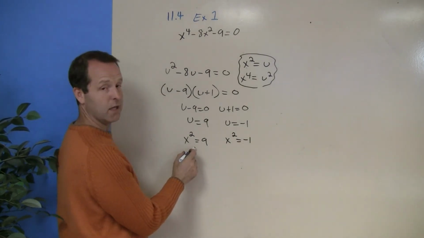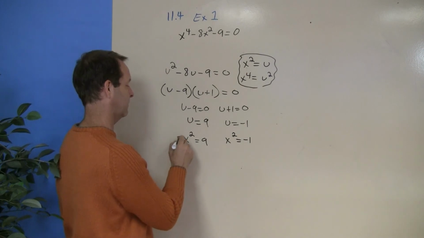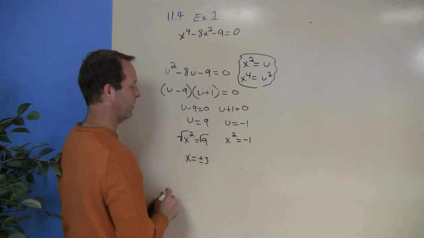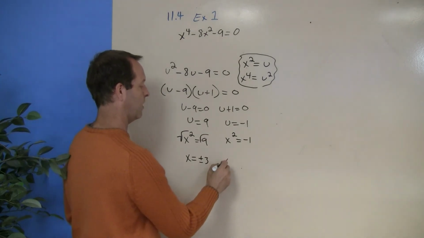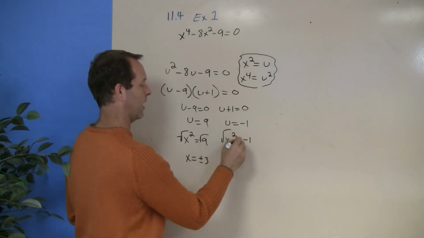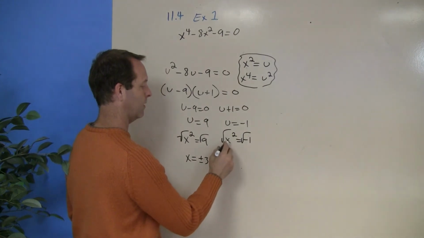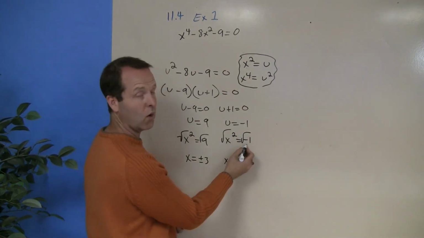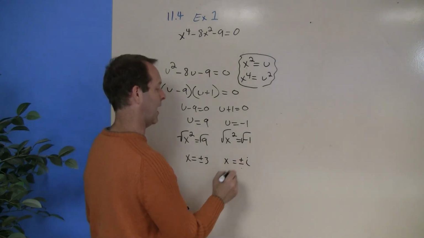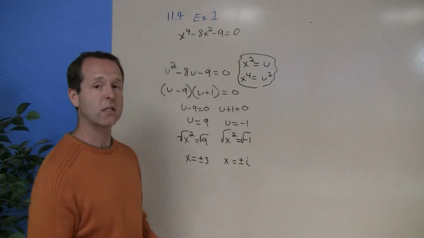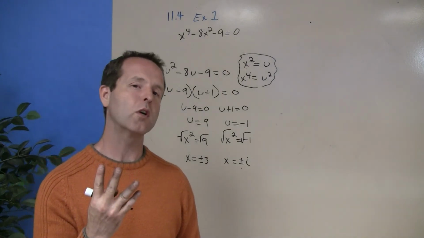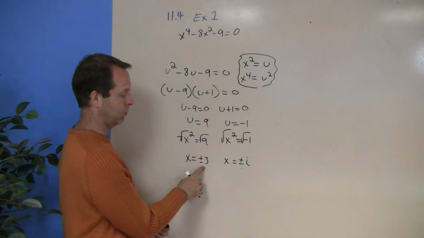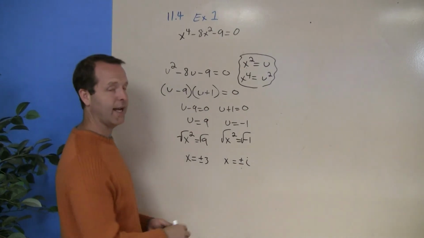How do I solve this? Square root both sides. So I have x equals plus or minus 3. And over here, square root both sides: x equals plus or minus the square root of negative 1, which is i. And so those are my solutions. Notice I have 4 solutions here: plus 3 and negative 3, plus i and negative i.